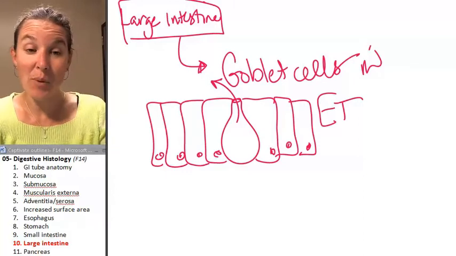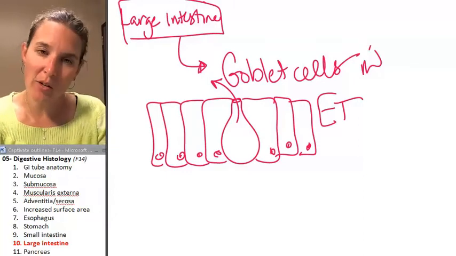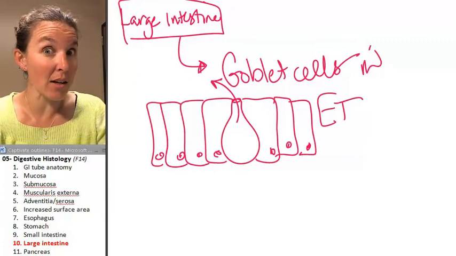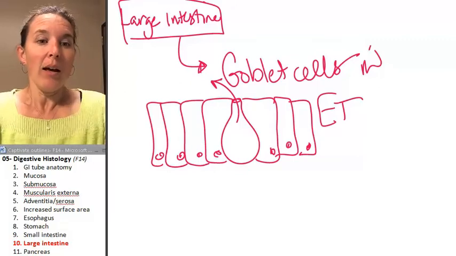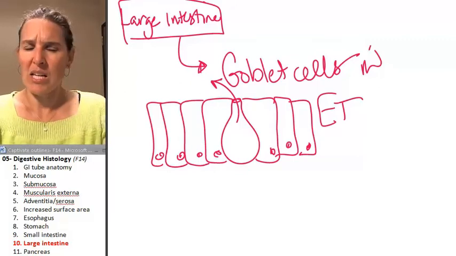The last piece of histology that we have is the pancreas. We're going to look at pancreatic histology as well, and hopefully it will be relatively easy to do.